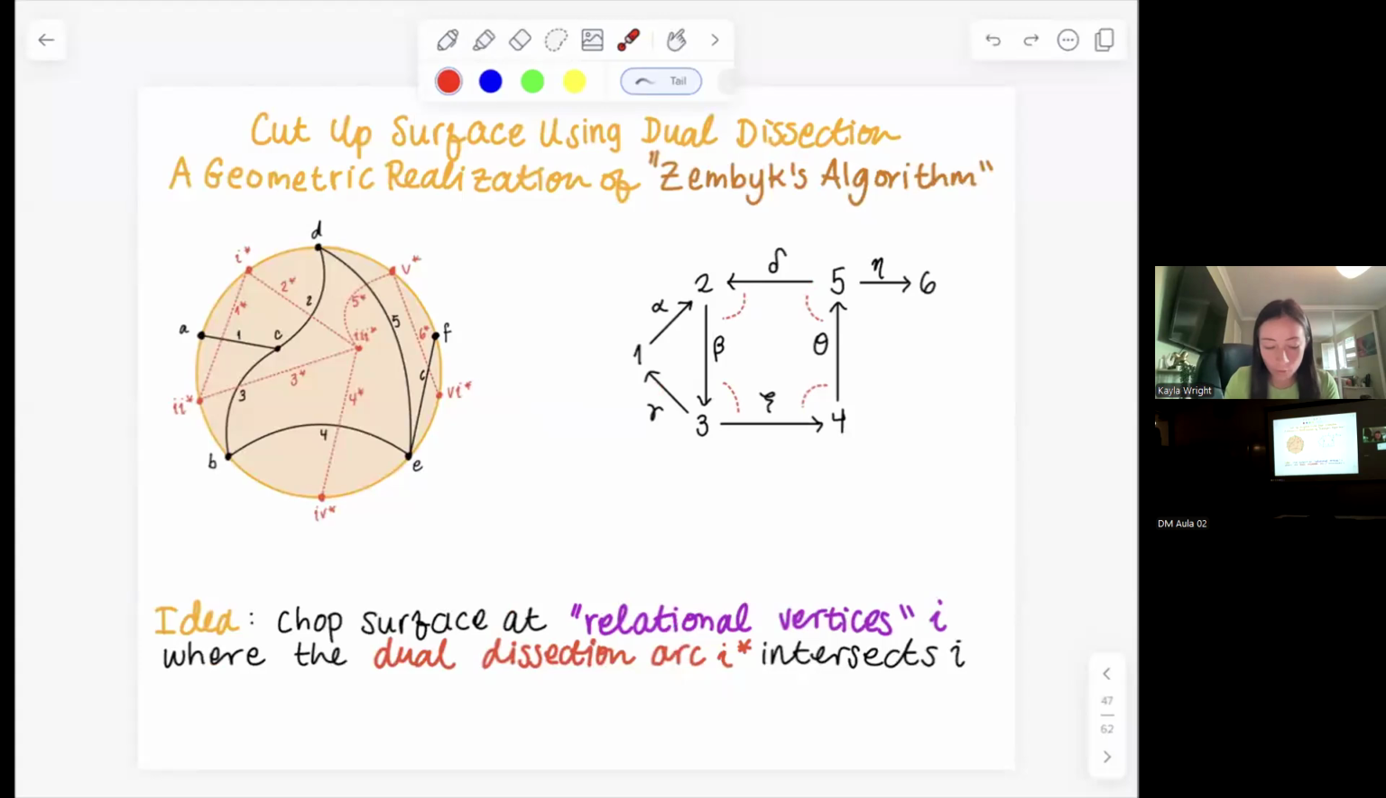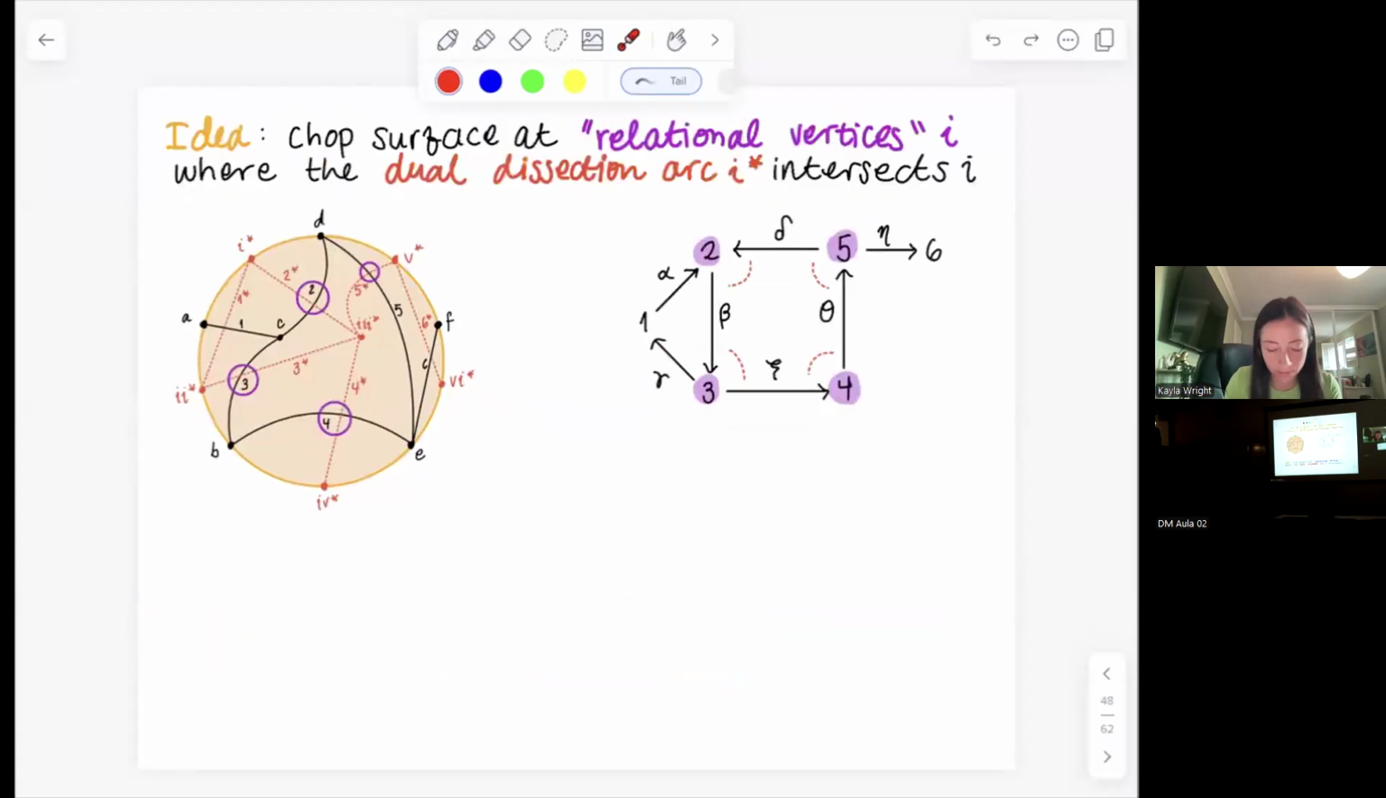So we'll go ahead and just do this example. So we see that the relations that we had in our quiver all kind of depended on that big face. So the relational vertices, I'll call them, I've highlighted all in purple. They all have these kind of 2 paths going to 0. So the idea is we want to cut up the surface at these particular vertices.